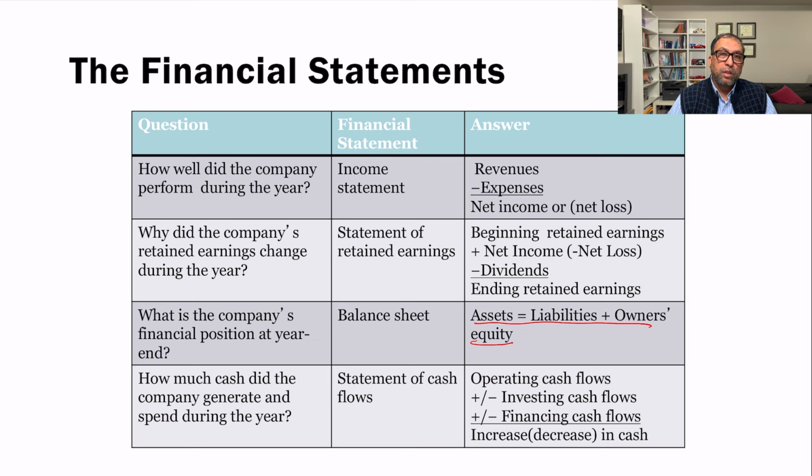The fourth question: if we are interested to know how much cash the company generated and spent during the year, where do we have to look? The statement of cash flow. Operating cash flow we can calculate through operations, that is how much money they generate through revenue and how much money they have to pay as expenses. That's what we call operating cash flow.